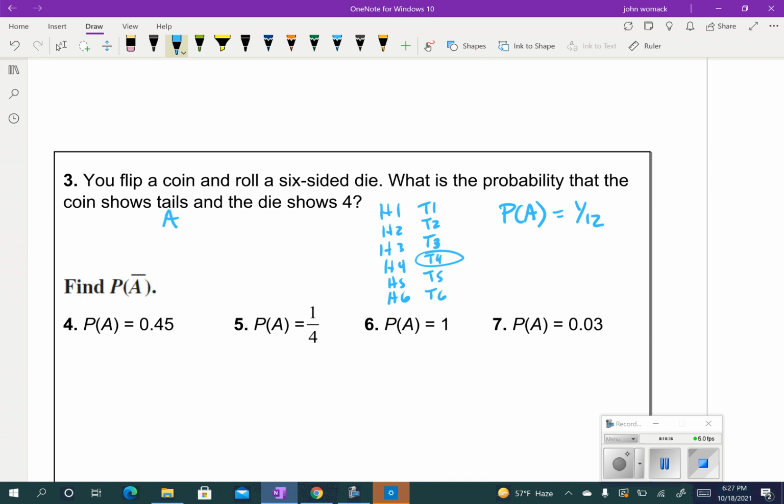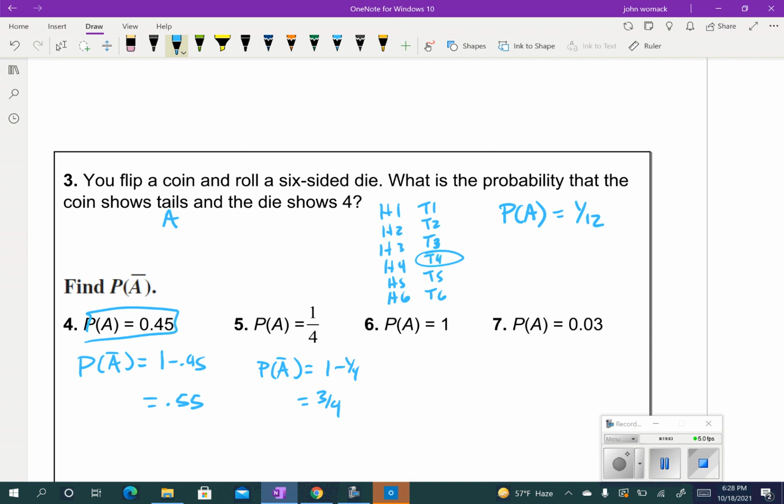Okay, if you look at this one, what's the probability of the complement of A? Well, it tells me the probability of A. So to find the probability of the complement of A, I just go 1 minus 0.45. So what's that? 0.55. Again, the probability of the complement would be 1 minus 1/4, 3/4.